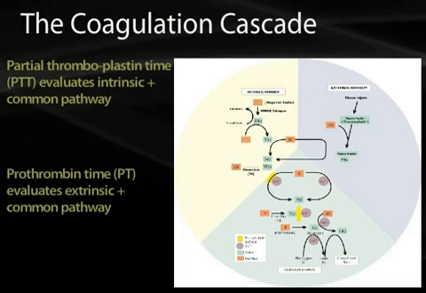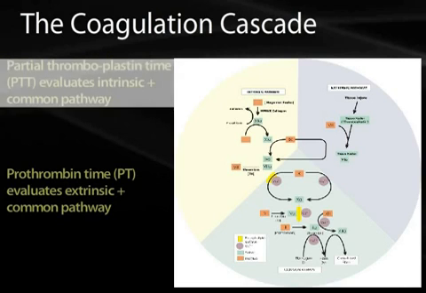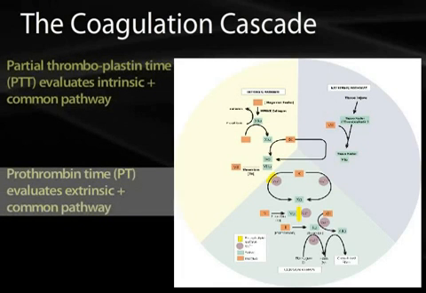The coagulation cascade is very complex. It's not important for this test to remember all the different steps in the coagulation cascade, but you should be able to recognize where in the coagulation cascade are the major branch points. And you should also know the important tests that we use to measure the coagulability of blood, that is the partial thromboplastin time, the PTT, and the prothrombin time, the PT.